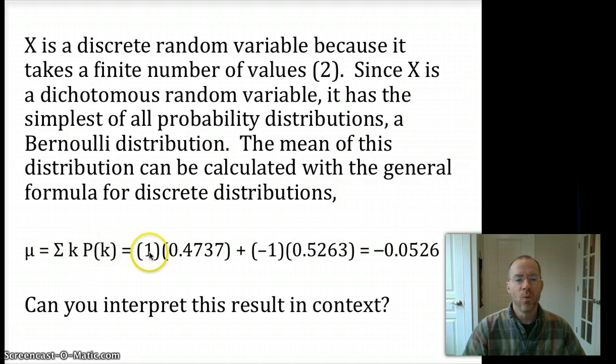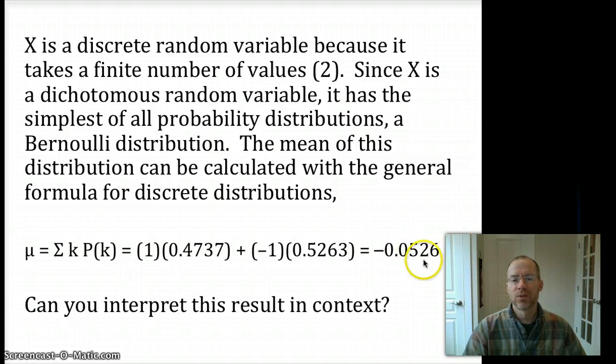So in this case it would be $1 times its probability, 0.4737, plus -$1 times its probability, and the result is negative 0.0526. The unit on here would be dollars.